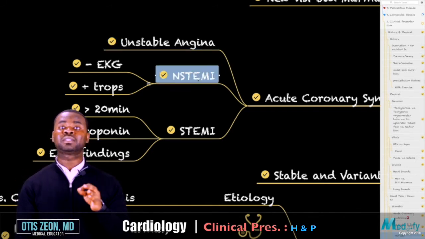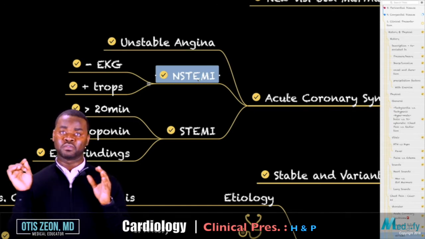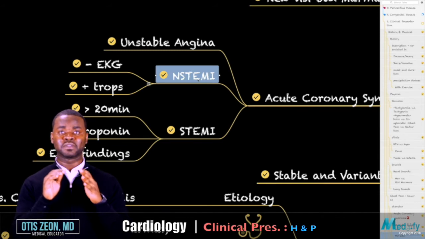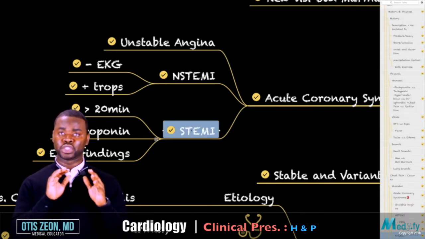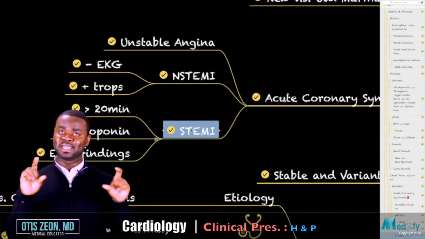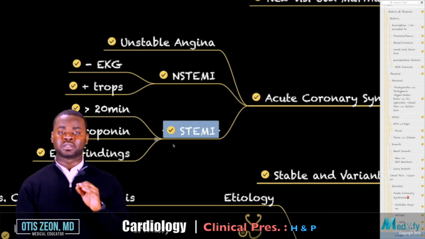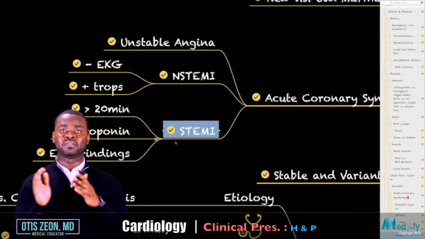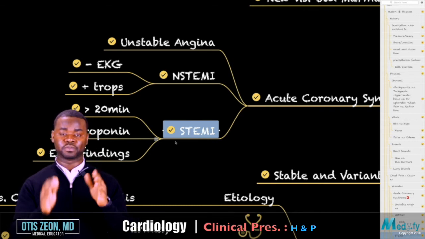Non-STEMI, on the other hand, is non-ST elevation myocardial infarction. The only difference between non-STEMI and STEMI is that non-STEMI does not show any ST elevation on the EKG, but it is still a heart attack. STEMI, on the other hand, is ST elevation on EKG. This is your classic MI, or classic myocardial infarction.